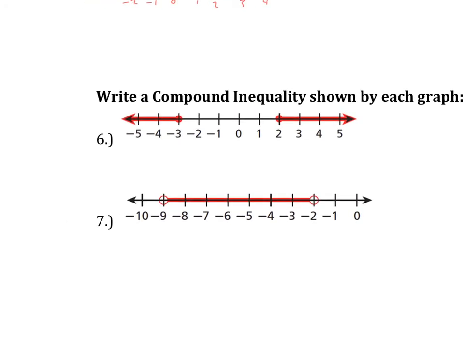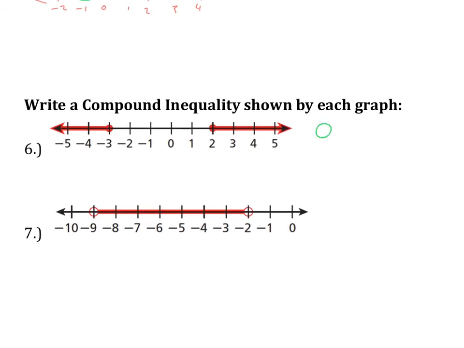Okay, so on this one, number 6 and 7, you should be able to tell right away, are these an intersection or a union? Number 6, we've got a union. So that would be the word "or," right? Number 7 would be the word "and." So on number 6, let's write that there. This is "or," this is "and."